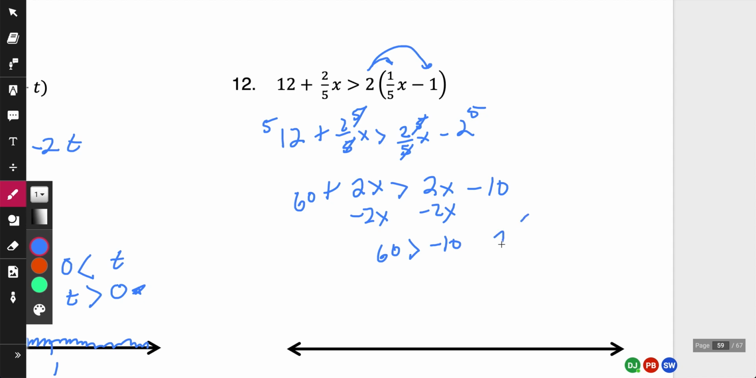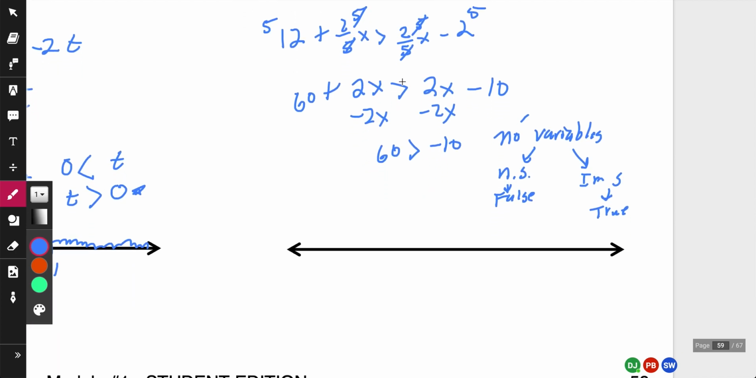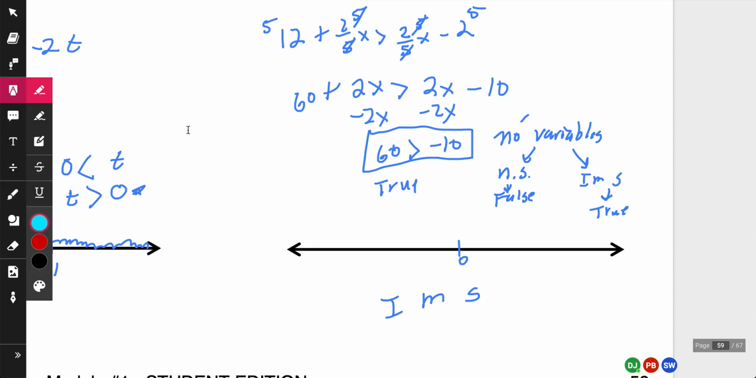I want you to notice I have no variables. This will either give me a no solution or infinitely many solutions. You can tell which one is which: if I have a false statement, it's no solution, or if I have a true statement, it's infinitely many solutions. So let's look at this. I have no variable, and it says 60 is greater than negative 10. It says this positive number is greater than this negative number, and we would say that is true, which means this would be infinitely many solutions. So to graph that, it's saying every number is a correct solution, so you would literally shade your entire number line.